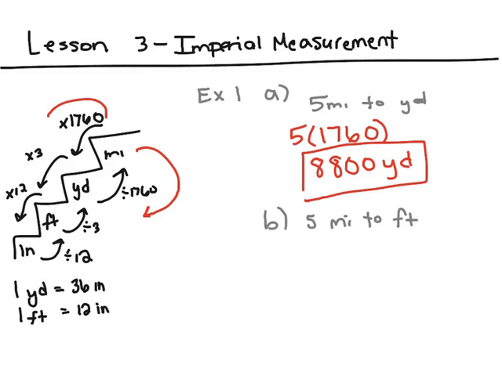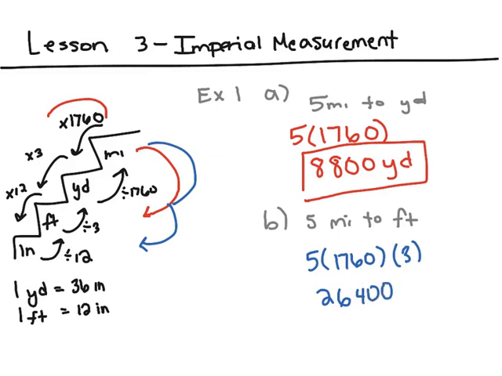If we're going to go miles to feet, so we're going to go from here down 1 step, so 5 times 1760. And now we're going to go down another step. So we're going to times it by 3. So we combine the steps and multiply it all. So 5 times 1760 times 3 is 26,400 feet. So that is how many feet are in 5 miles.